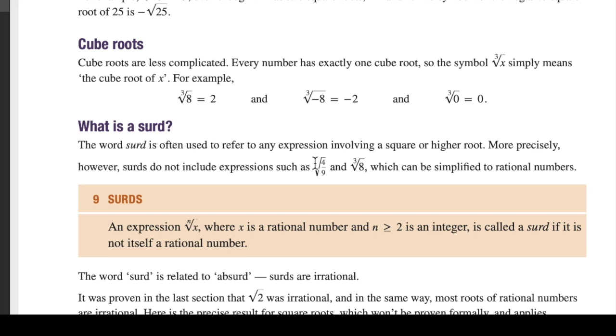So for example, here you've got the root of 4 over 9. Well, we know that the square root of 4 is 2, and we know the square root of 9 is 3, so this actually equals 2/3, so it's not a surd. Cube root of 8, well, what times itself 3 times equals 8? 2 times 2 times 2, yep, so that's 2, that's not a surd.